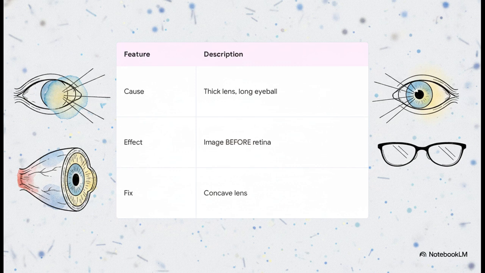Now, what's really interesting about this mechanism is how we fix it. How do we correct a biological lens that is just too powerful? We use a concave lens in a pair of glasses. A concave lens naturally spreads light out. By placing it in front of the eye, we force the light to diverge or spread apart slightly before it even enters the eye. This creates the exact amount of extra work that the overpowered eye lens needs, pushing that final focal point perfectly back onto the retina where it belongs.